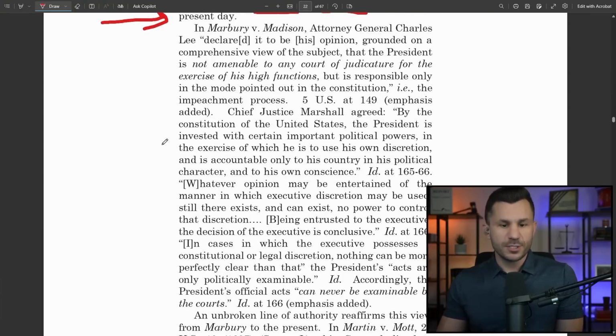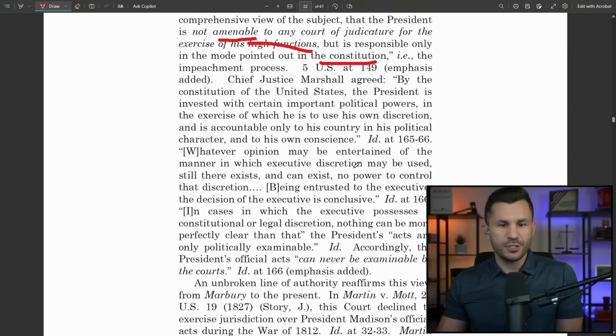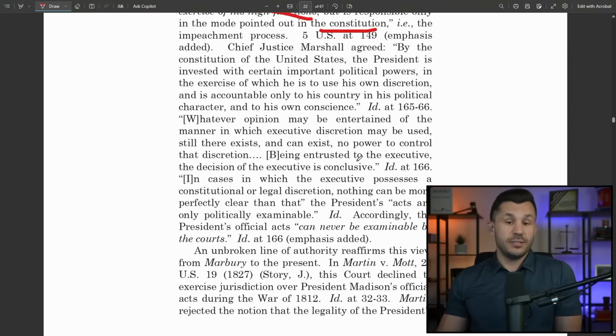In Marbury versus Madison, and this is just a great case, the Attorney General Charles Lee declared his opinion that the president is not amenable to any court of judicature for the exercise of his high functions, but is responsible only in the mode pointed out in the Constitution, and the Chief Justice agreed. He said, by the Constitution of the U.S., the president is invested with certain important political powers, in the exercise of which he is to use his own discretion, and he's accountable only to his country in his political character and to his own conscience.